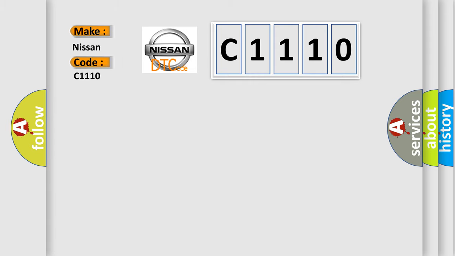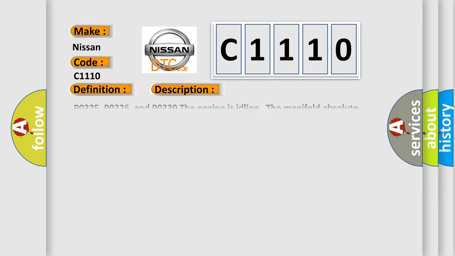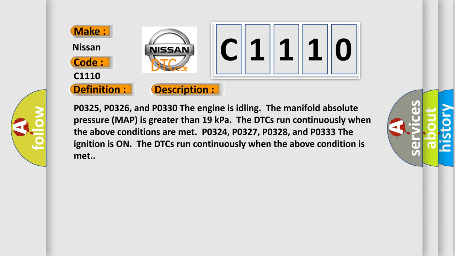C1110 interpret specifically for Nissan car manufacturers? The basic definition is NOx sensor KS circuit high bank. And now this is a short description of this DTC code. P0325, P0326, and P0330, the engine is idling. The manifold absolute pressure MAP is greater than 19 kPa. The DTCs run continuously when the above conditions are met: P0324, P0327, P0328, and P0333. The ignition is on. The DTCs run continuously when the above condition is met.